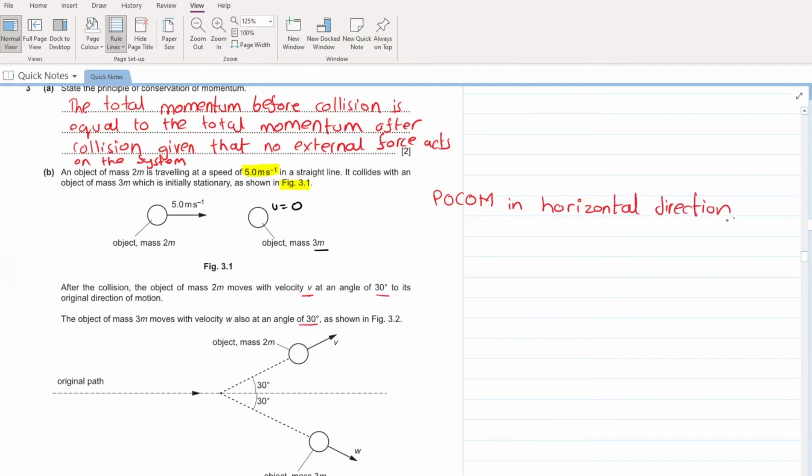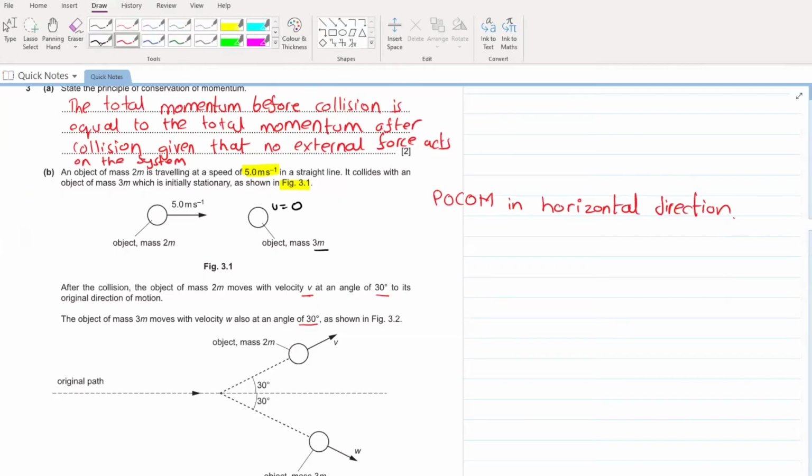Now, if you apply principle of conservation of momentum in the horizontal direction, what will be the momentum before collision? Mass of 2m multiplied by the velocity of 5, 2m into 5, plus mass of 3m multiplied by the velocity of 0. This will become zero. The momentum before collision equals 10m. Perfect.